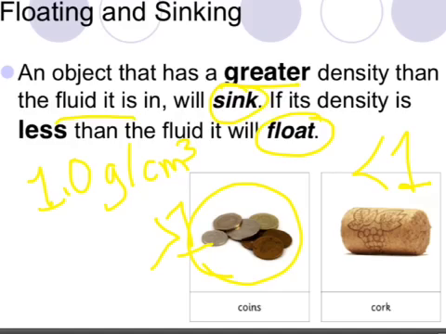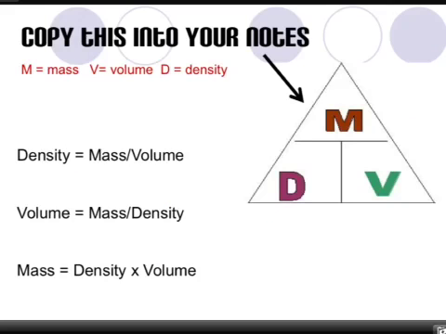Corks float and coins sink, I hope. Now, one of the things you need to know is that on the FCAT, they're not necessarily going to ask you just for density. They're not going to necessarily just give you mass and volume and ask you to calculate density. Oh, by the way, they will give you the equation. They will always give you D equals M over V.